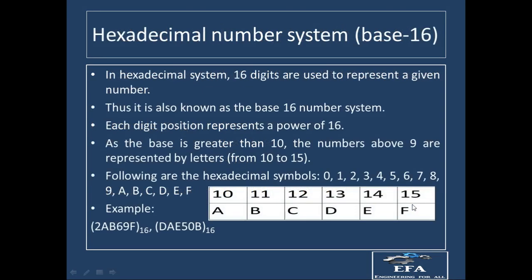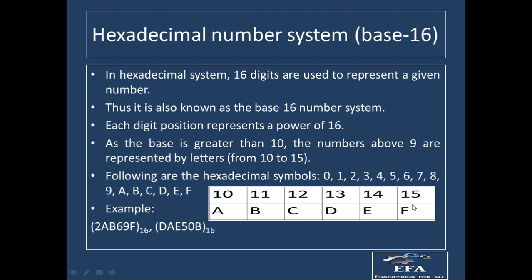Now the last one is the hexadecimal number system. In the hexadecimal number system, we are having in total 16 digits, and the range of this hexadecimal number system is from 0 to 15. So in total we will be having 16 digits. The base or the radix of the hexadecimal number system is 16.